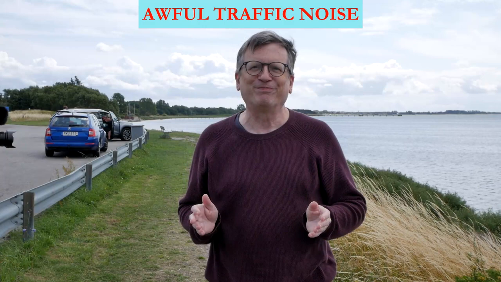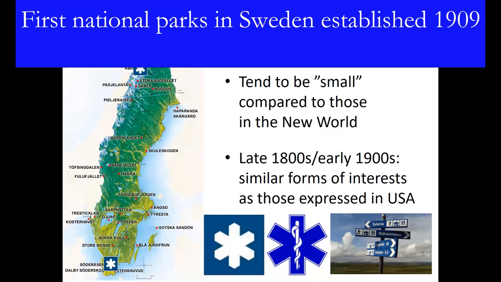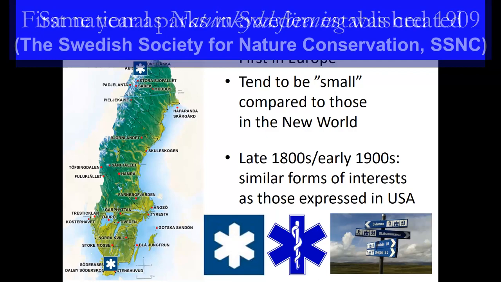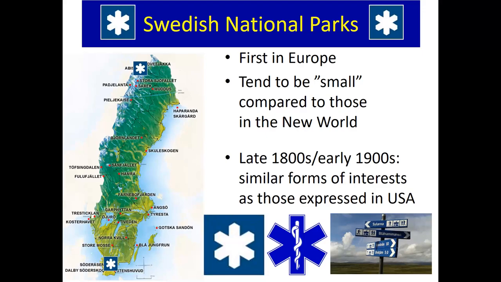For now, we'll start looking at Sweden. Interestingly, the major Swedish environmental protection organization, Naturskyddsföreningen, or in English, the Swedish Society for Nature Conservation, was established in exactly the same year, in 1909.